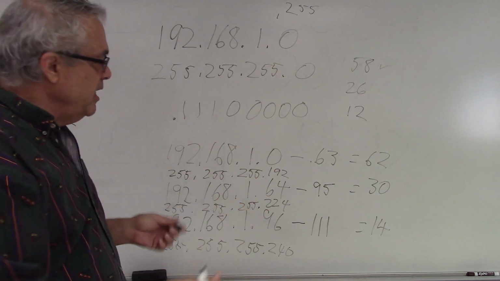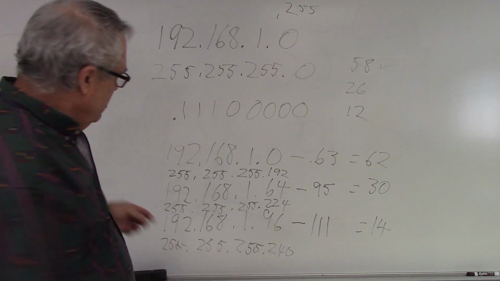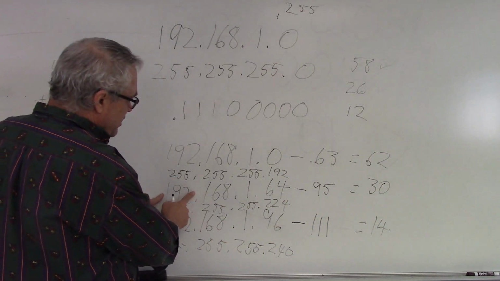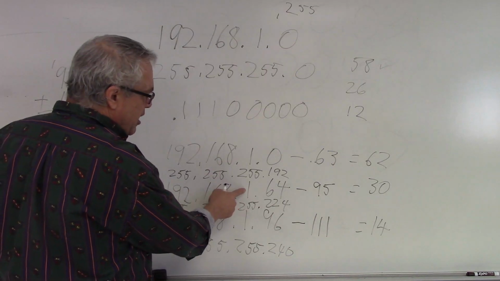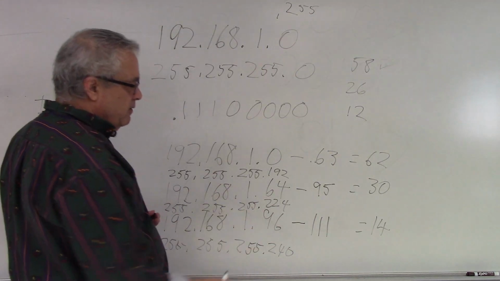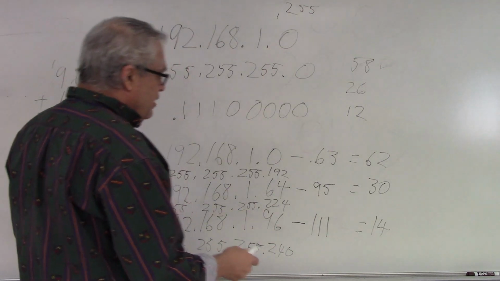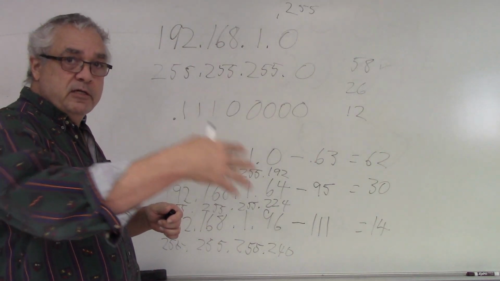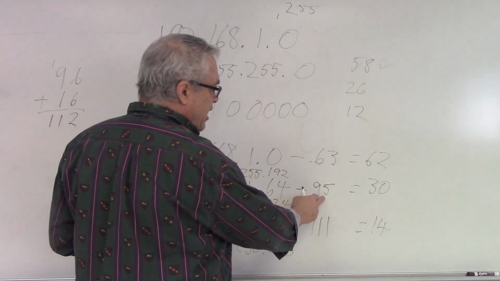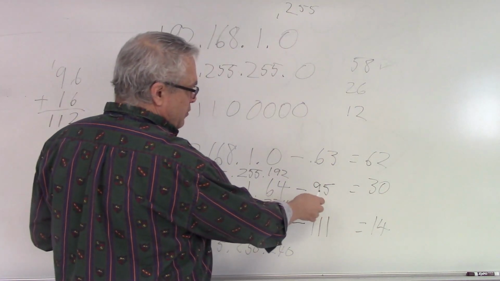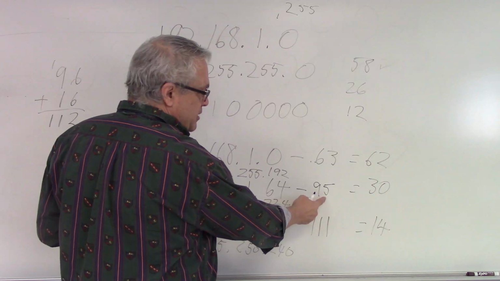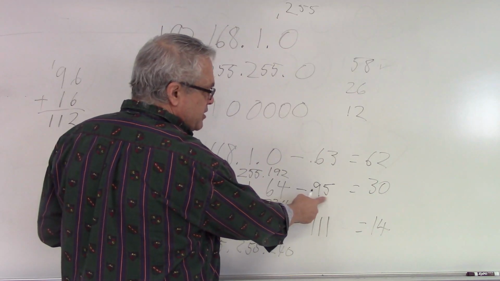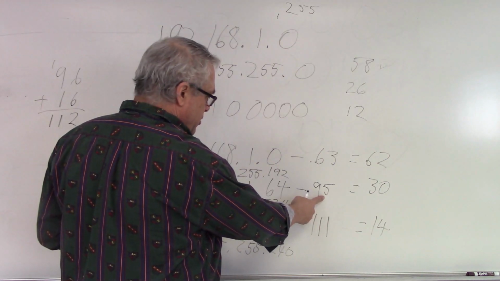All right, so our next network is going to start at 192.168.1.64. That's going to be our network address. And it's going to have 32 addresses, right? So it's going to go up through 95. Remember, these are inclusive. Okay, so we're going to go up through 95. That's going to be our new broadcast address.